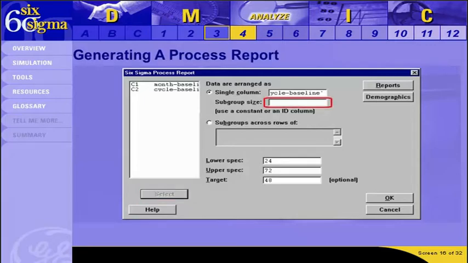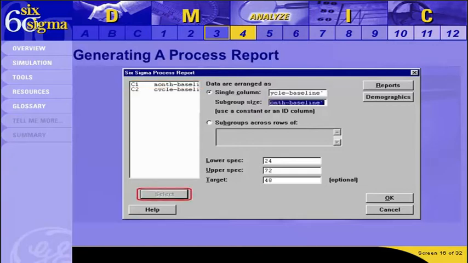Place the cursor in the subgroup size field, and click on C1, which is the column holding the month in which the data was collected. We collected samples over a full year, so there are 12 subgroups identified by month number. Since this covered the entire range of possible situations, the entire dataset may be considered as long-term data, while each of the 12 monthly samples is considered short-term.